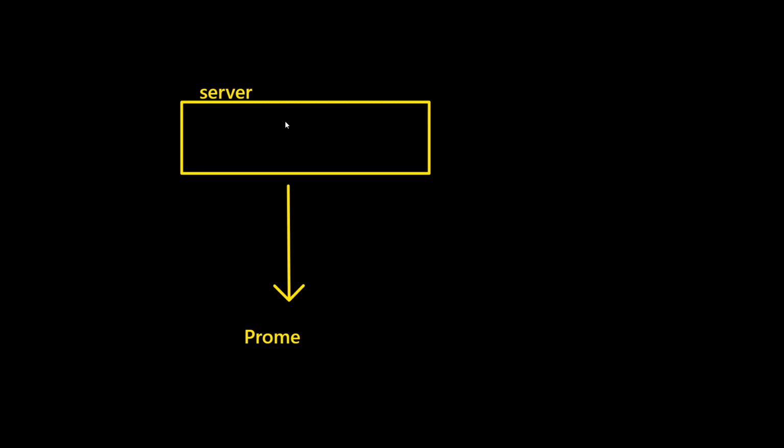For Prometheus to pull the metrics, first of all, this server should expose the metrics to an endpoint, or a URL, or a port number, whatever you say. This particular server should expose its metrics to an endpoint or a URL or a port number. From that endpoint, Prometheus will pull the metrics.